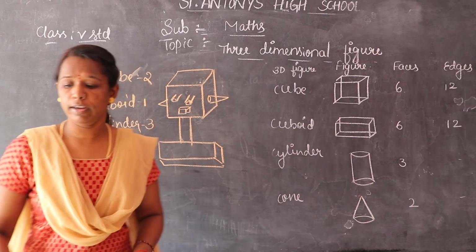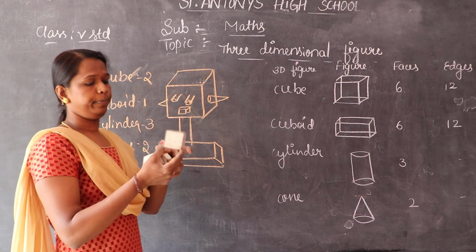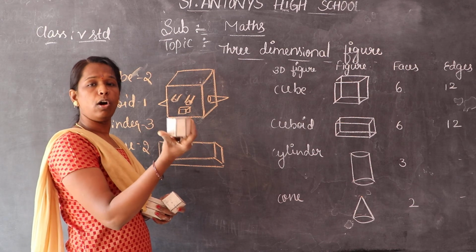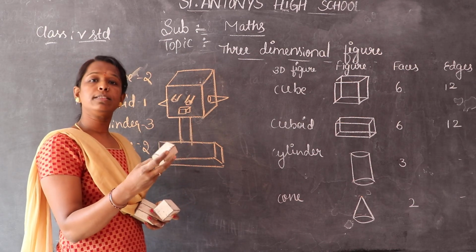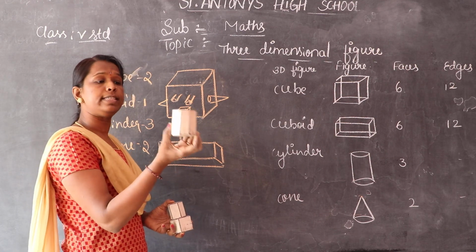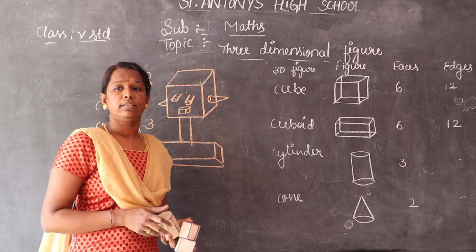Here are some solid figures. So this is also called a cube, octagon, solid shapes. Octagon means 8 sides, an 8-sided polygon. This is called a decagon, a 10-sided polygon. Thank you children.